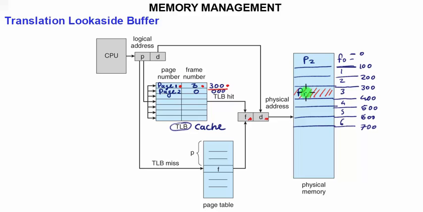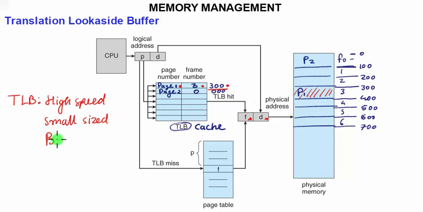People who may think, sir, there is a lookup even over here and even over here, for them, let me put it this way. TLB is a high speed, small sized buffer, which will be looked up very quickly, and if the page is found, then we will directly get the frame and access is granted. Suppose it doesn't happen, then what?